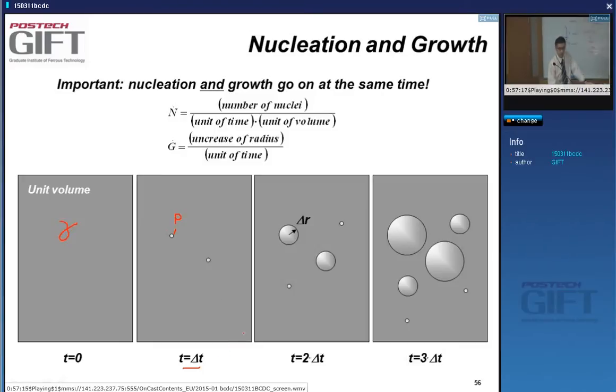And then at 2 delta T, these nuclei have grown to a certain radius, which is the growth rate times the time step. But in that same time, you have added two nuclei, because the nucleation rate remains the same. And then in the next step, the original nuclei have grown again. The second stage nuclei have increased their radius, and you have added two more nuclei. So that's the process. Nucleation and growth occur at the same time.